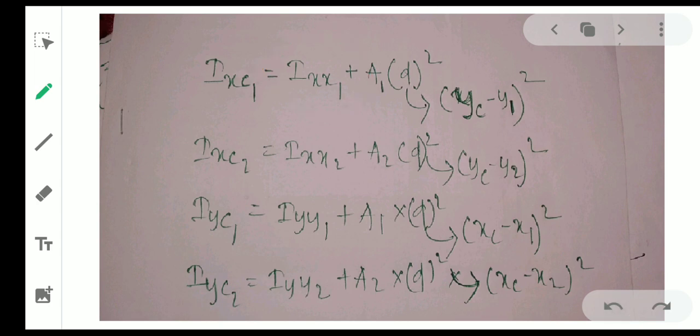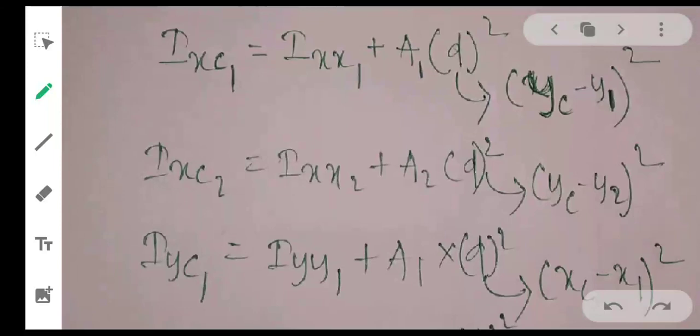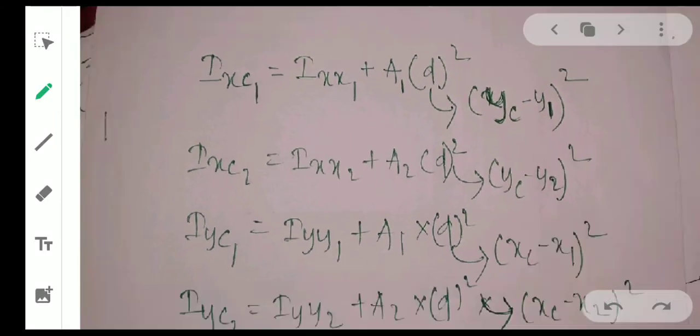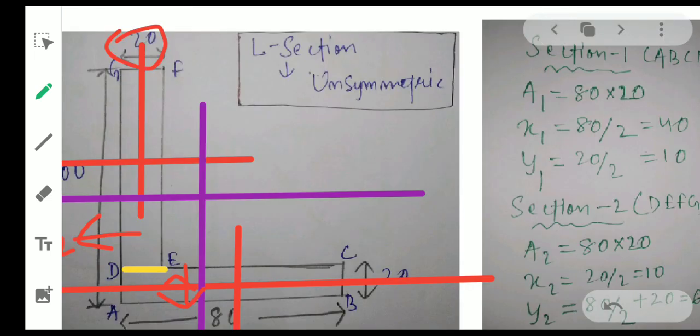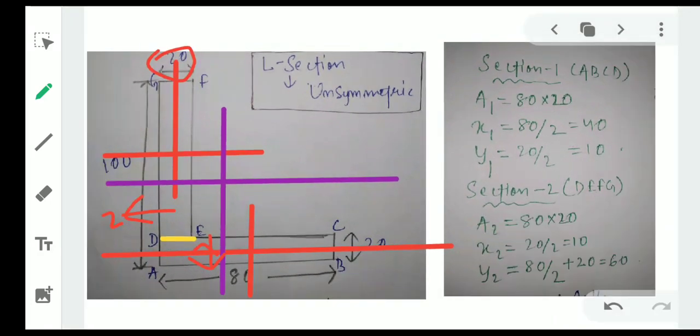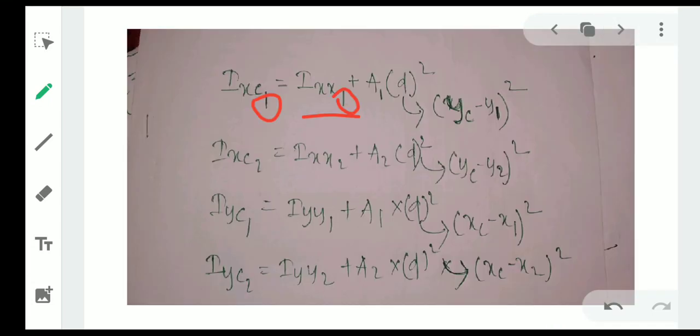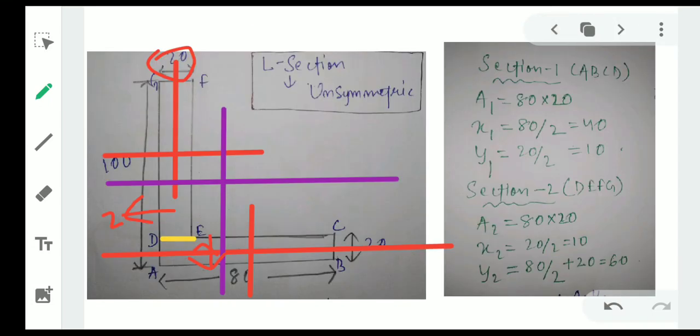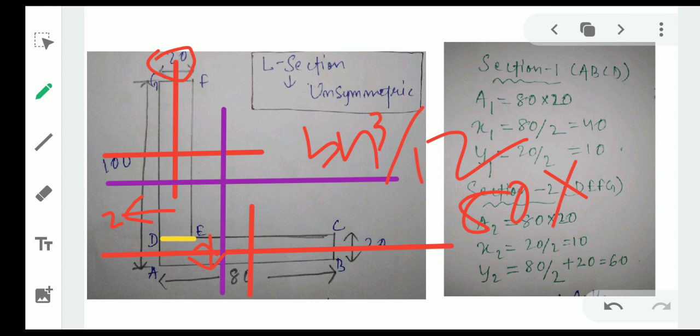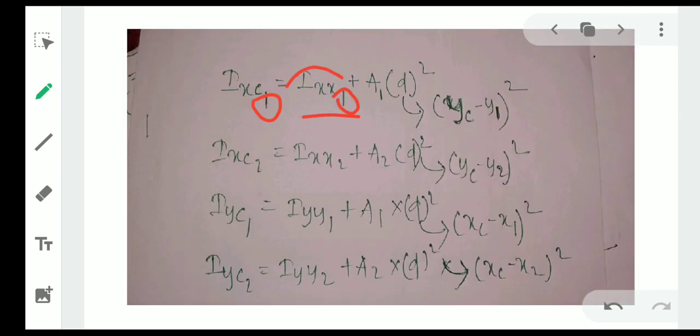Ixx1 is what? As you can see here, Ixx1 plus a1 into d square. So Ixx1, the 1 is written for section 1. This section is 80, this is 20. So for section 1 we will be calculating the moment of inertia. Simple, bh cube by 12 you can put here. Base is 80, so it will be 80 into height 20 cube divided by 12. This is nothing but Ixx1.